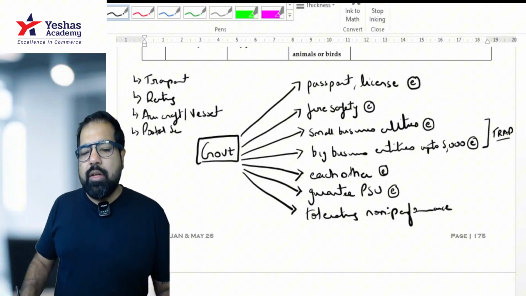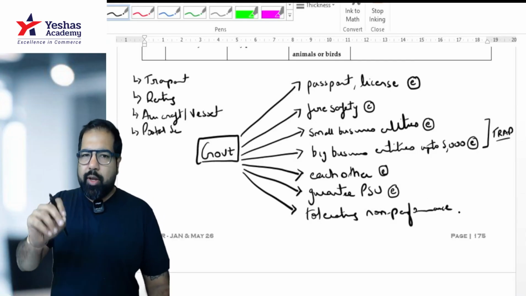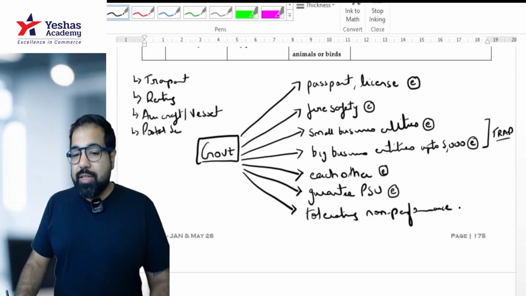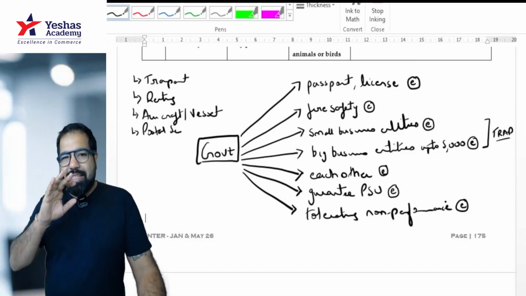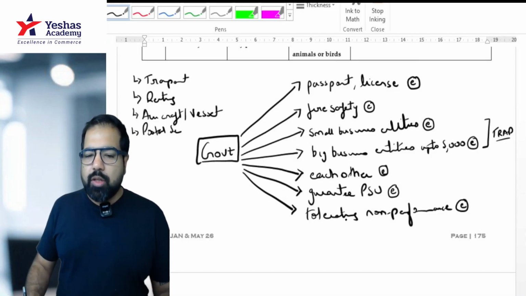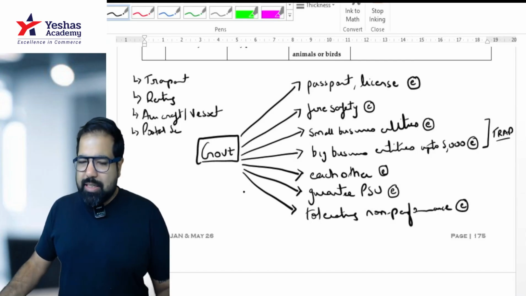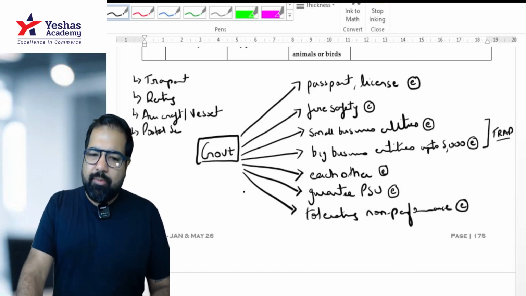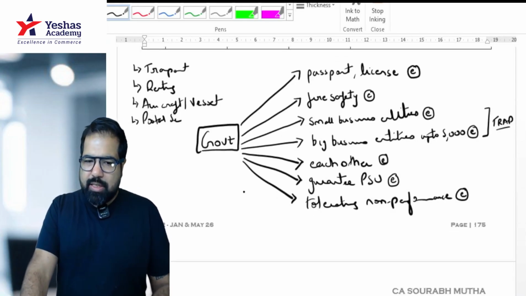Because you did not perform, they will tolerate you and they will charge you a small fine of 10 lakh rupees. On that, there is no GST, only because it is the government. The same thing done by a private company will be taxable. So this is tolerating non-performance. These are some of the government services which are exempt from GST. There is no GST on these.